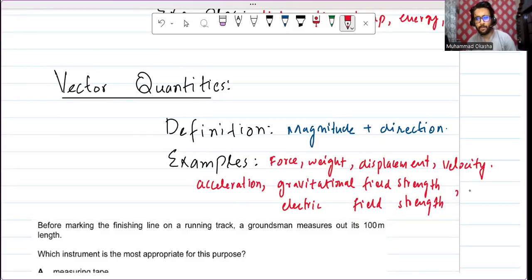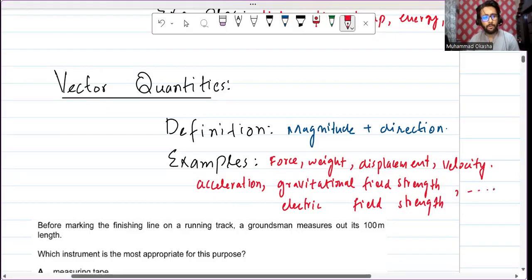For example, force, velocity, acceleration. Have I mentioned acceleration? Yes. Force, weight, velocity, acceleration, and so on. I mean, there are a lot. Those are all vector quantities.